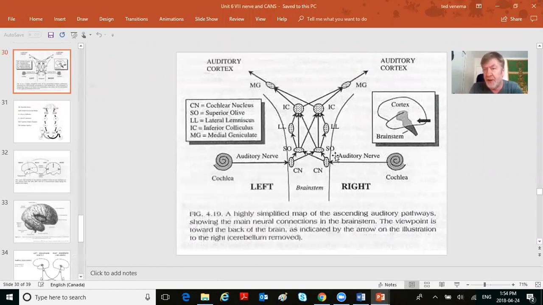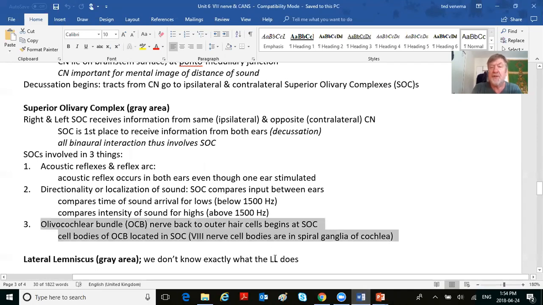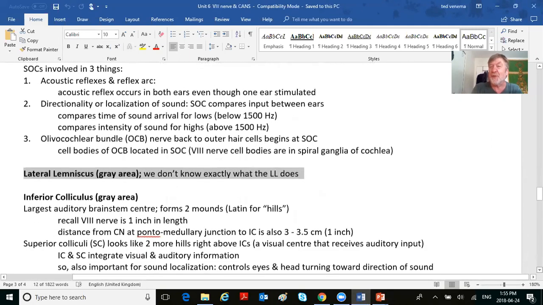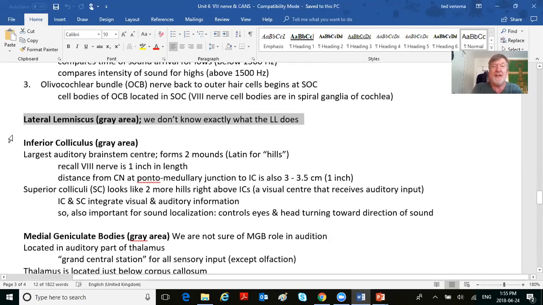You're going to like the lateral lemniscus. You know why? We don't know what it does. There you go. Next. We don't know exactly what the role of the lateral lemniscus is.